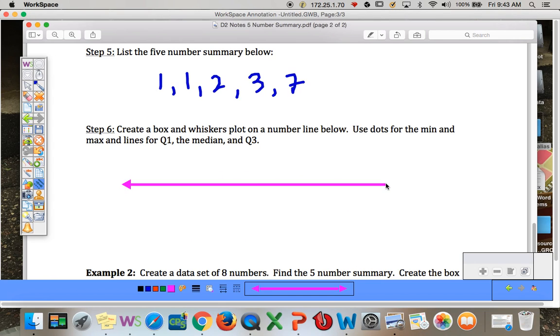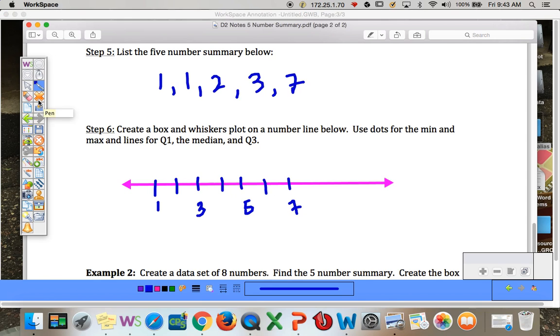We're going to start by making a number line. And this is pretty easy. The minimum is 1, so I'm just going to go by ones. 1, 2, 3, 4, 5, 6, 7. Okay, to make a box and whiskers plot, we're going to put dots where the min and the max are. And then where the Q1, Q2, and Q3, or Q1, median, Q3 are, we'll put lines. Now here it just so happens that the minimum and Q1 are the same, so I'll put a dot and a line there. And then we have 2 is our median, and 3 is Q3.